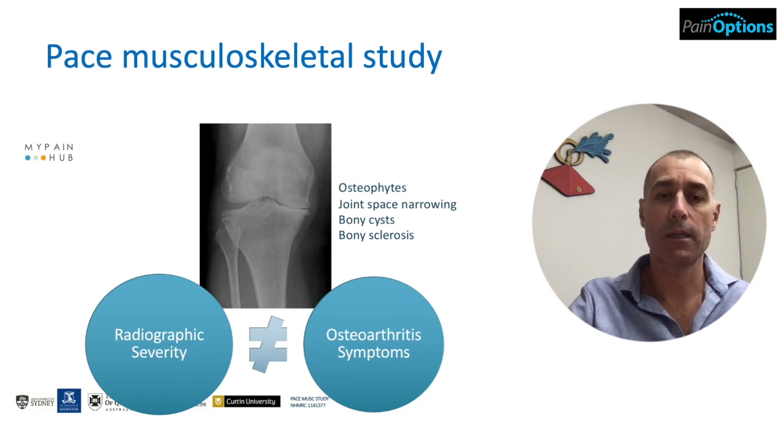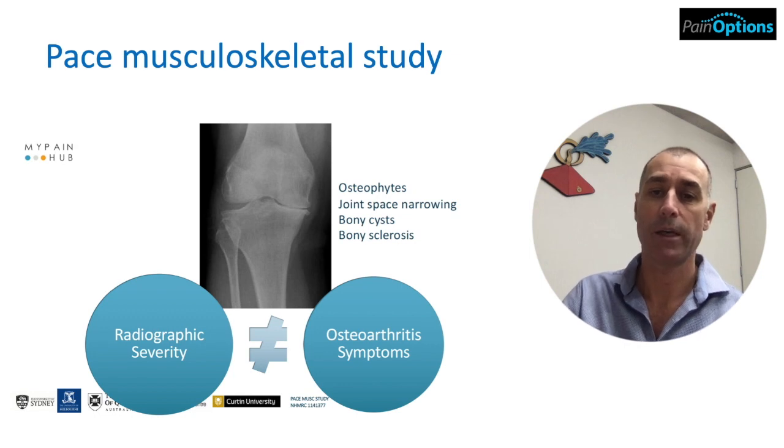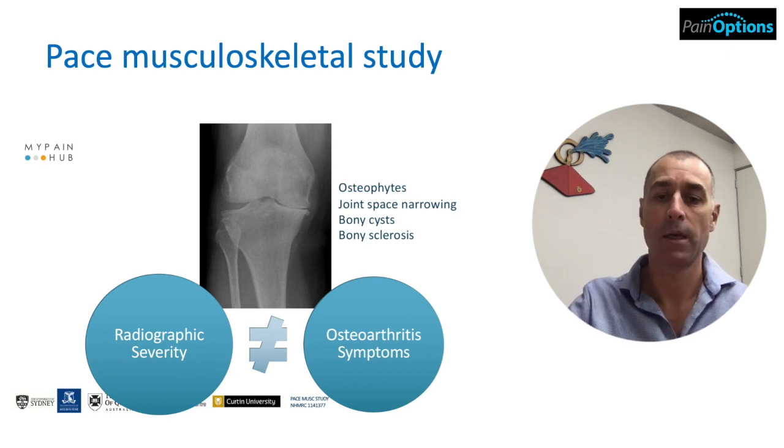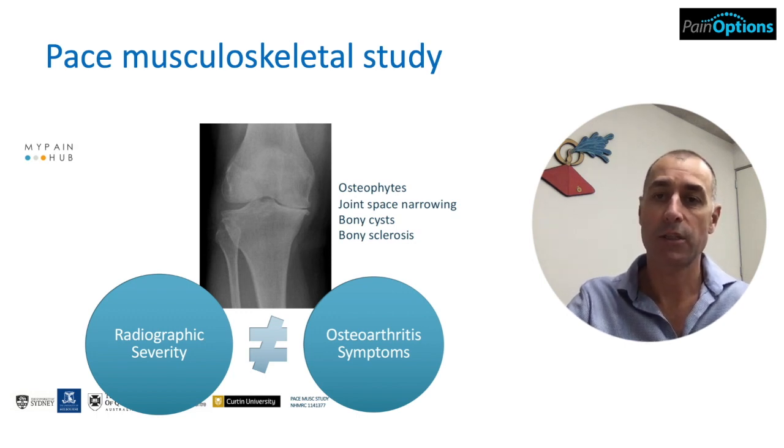So this study, the PACE musculoskeletal study, this is one that Darren Beals is heavily involved in, in Western Australia, but it's a national study across multiple states looking at different interventions around both knee osteoarthritis but also neck and back pain disorders. So some of the information here is from that study, and this importantly, as you're probably aware, is around the X-ray or radiographic severity of symptoms.